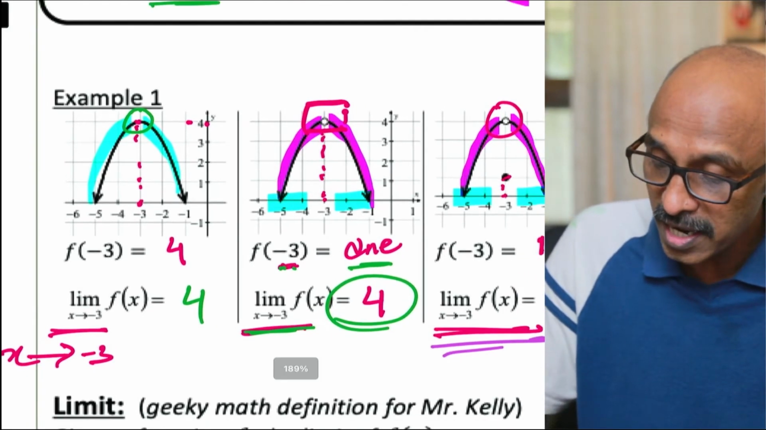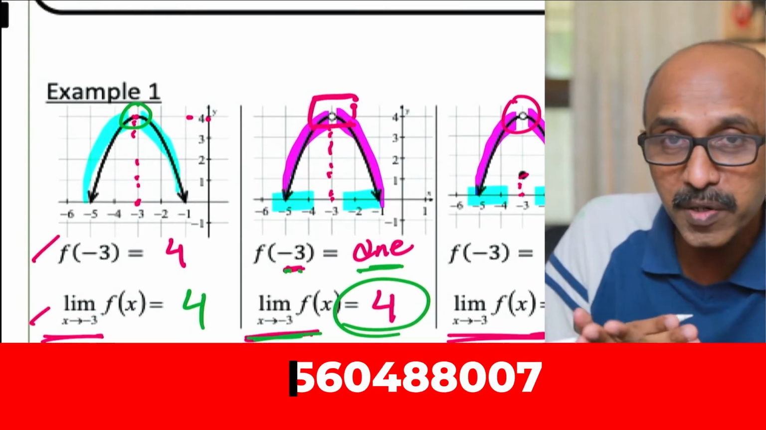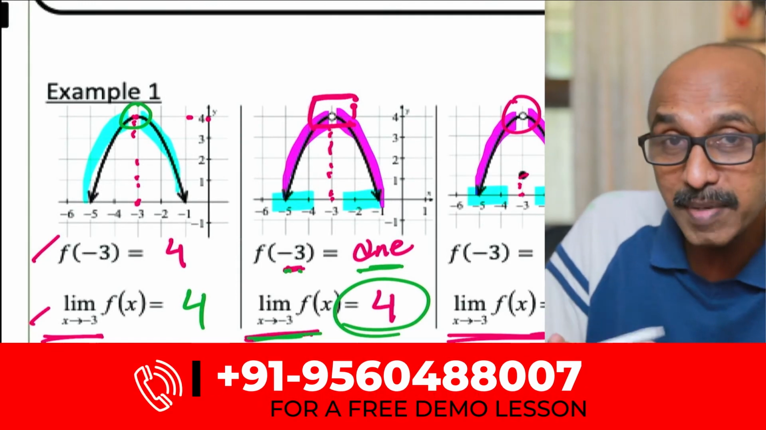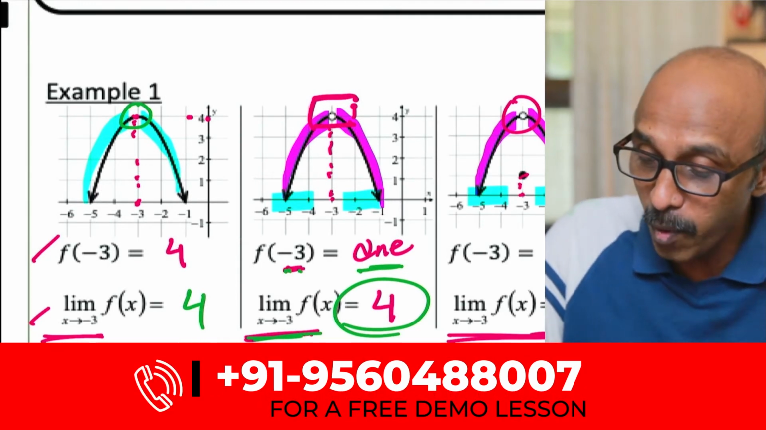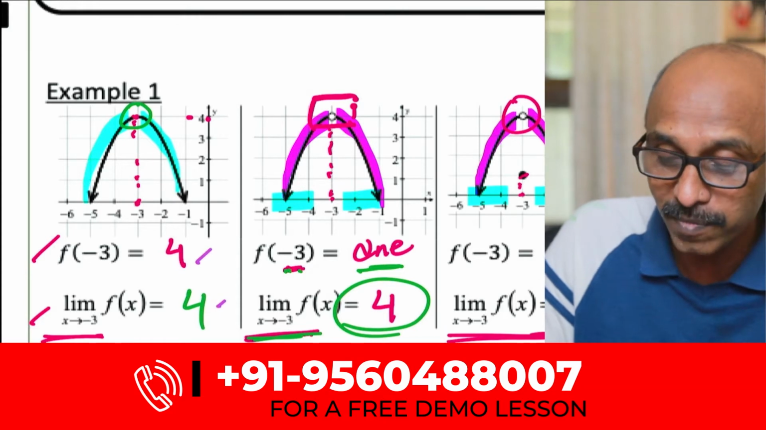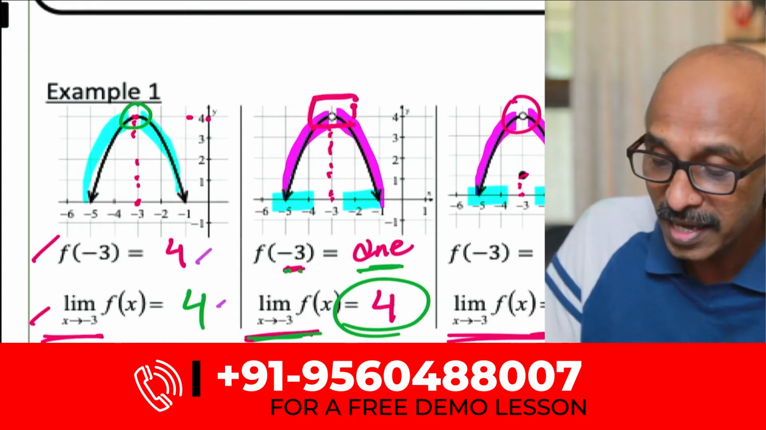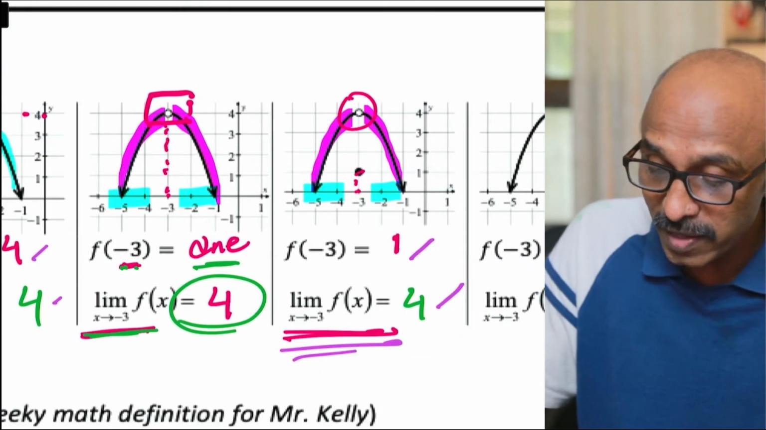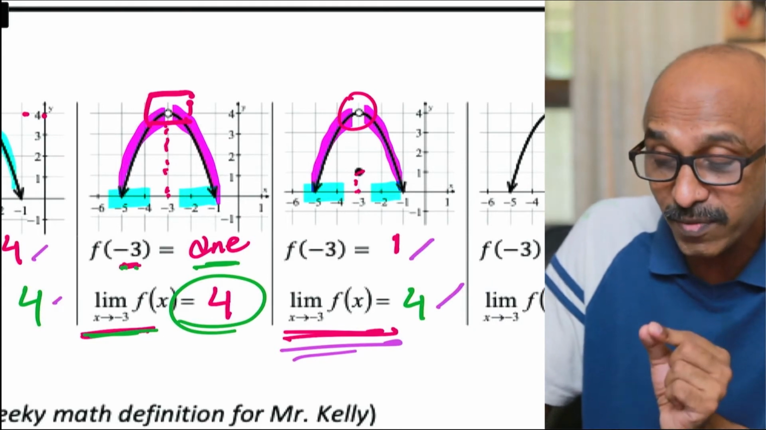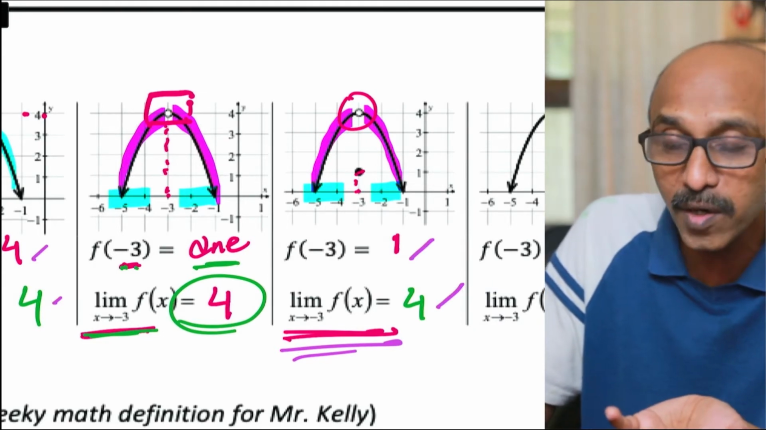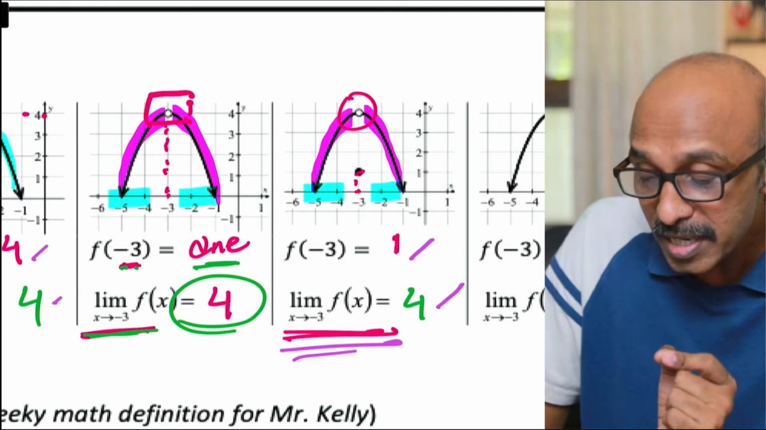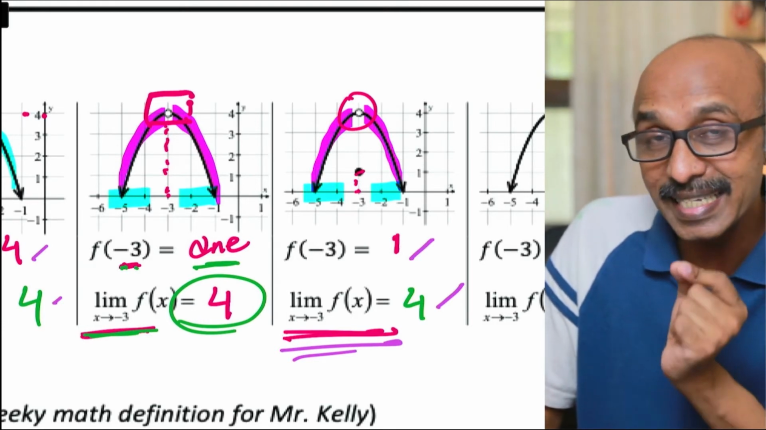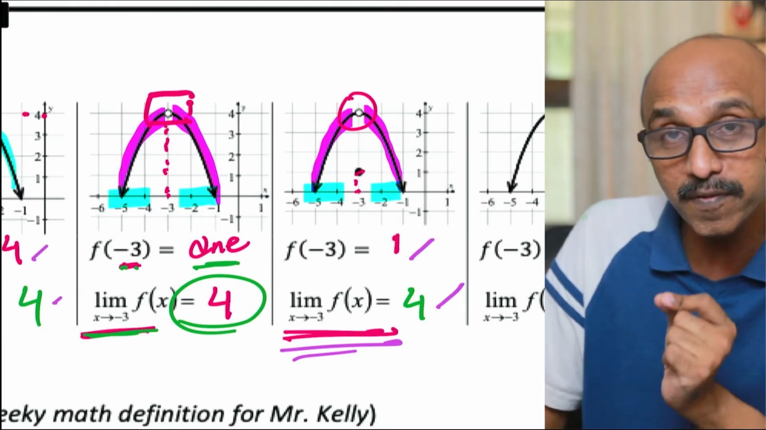Let's look at the differences. In the first example, we saw function value at x equals -3 and the value of the limit as x approaches -3, both were the same. Can you see that? They both were 4, all right? It's defined and it's equal. The second example we saw was when the function value at x equals -3 was not defined. It did not exist. There was a hole. But the limit as x approaches -3 exists and it was equal to 4.